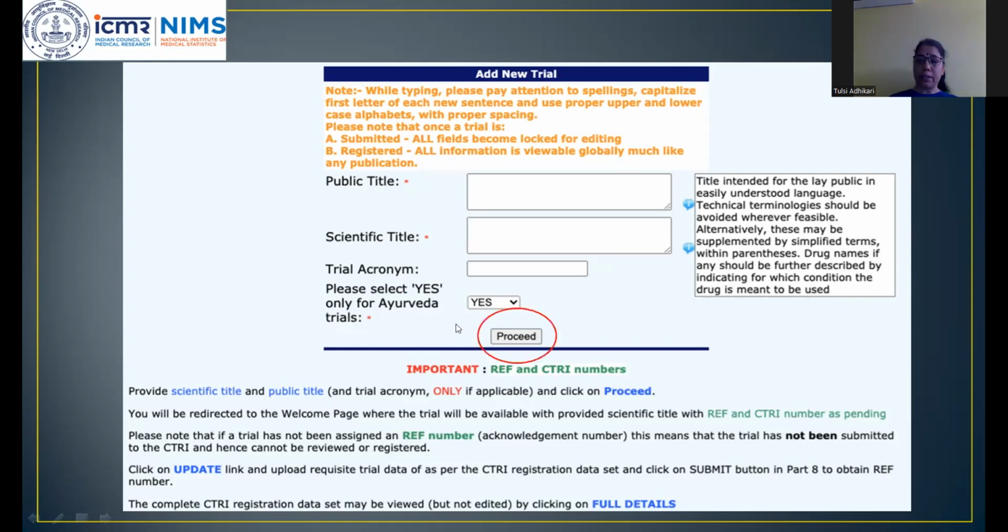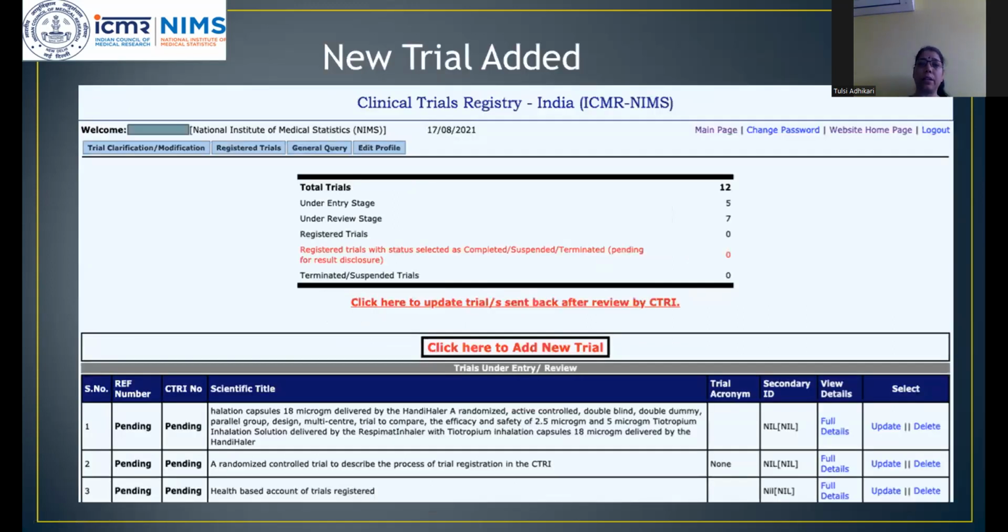After this, proceed. This is your dashboard, and your trial will be listed. Suppose you have two trials already entered in CTRI. So this is the third one, so you will have the third trial.